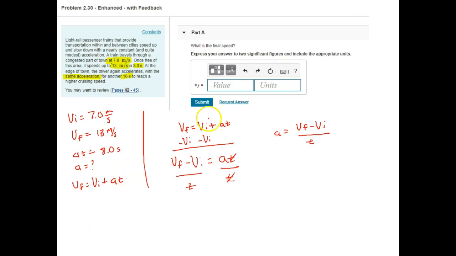So once you find the acceleration, then it says at the edge of town, the driver again accelerates with the same acceleration for another 16 seconds to reach the higher cruising speed. So guess what you know? He was going, that's where he accelerated to. So in the second part, your initial velocity is going to be 13 meters per second. Your acceleration is going to be the acceleration you found here, and then your delta t is just that 16 seconds. Okay, well, I hope that helped.